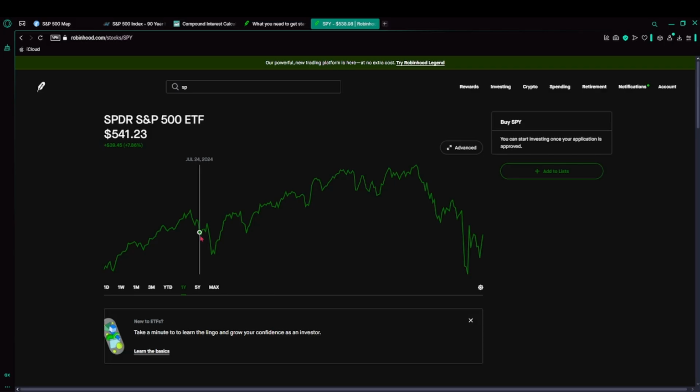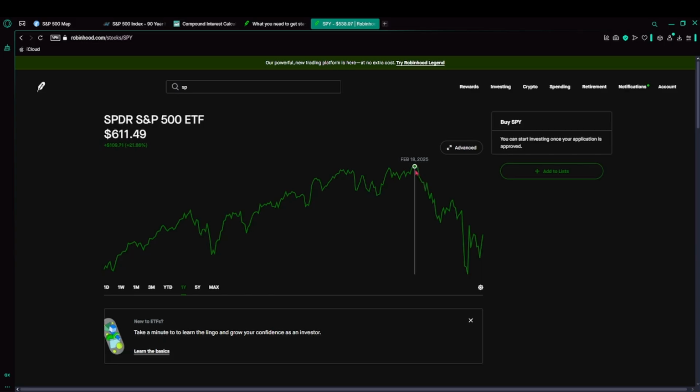And with inflation being around 3%, you would do 7% minus 3%. So that would be a 4% gain on the market. So you would be winning at the end of the day. Anytime you're not losing, you're winning. And that's how it is with investing.